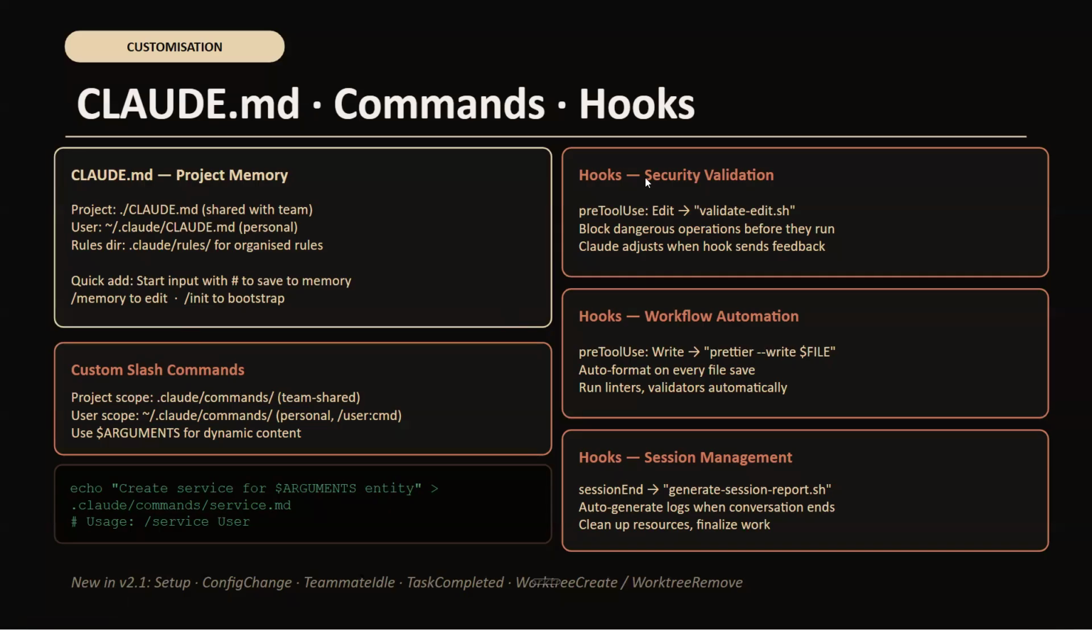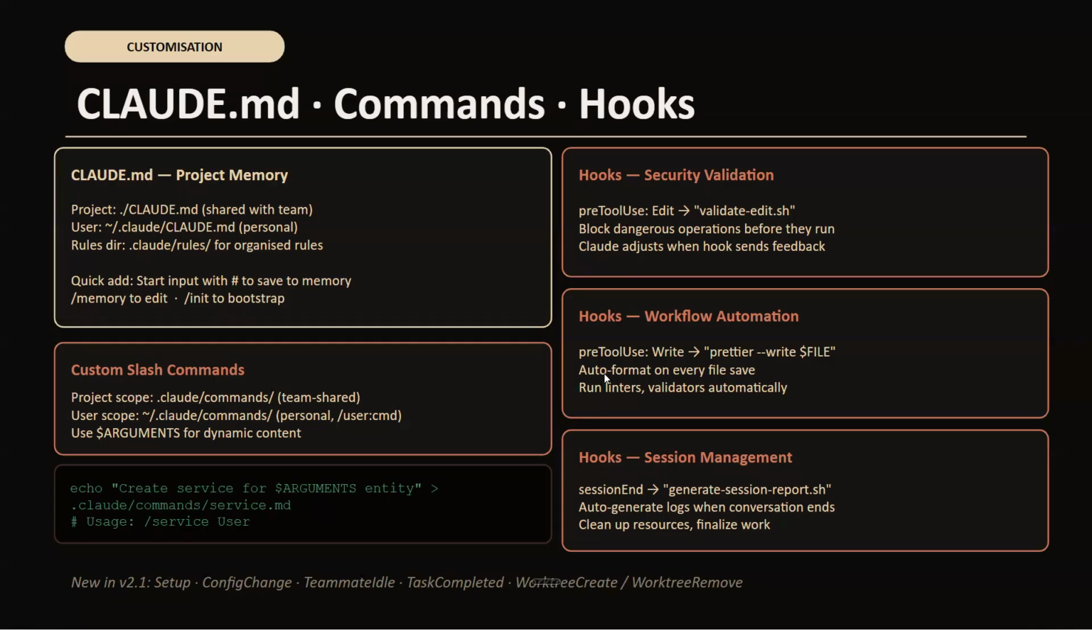Hooks are event-driven automation shell scripts that run when Claude performs certain actions. For example, for security validation, hook into a pre-tool use for edit operations to run your own validation scripts. If it outputs a non-zero exit code, the edit is blocked and Claude sees your error message. Auto formatting, yes, you can do with different events, auto formatting, session logging.